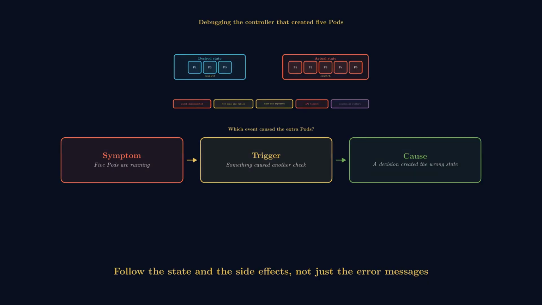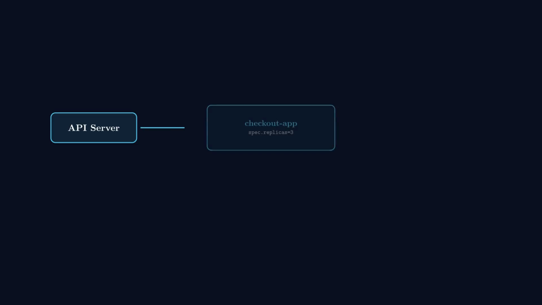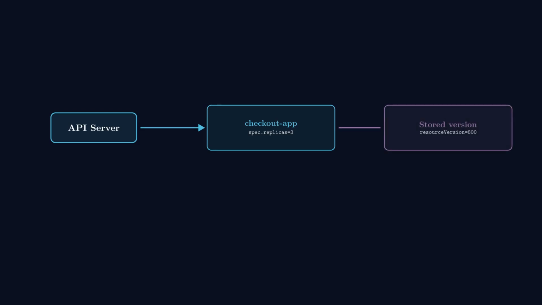We begin by checking what Kubernetes was actually asked to do. The API server still says that checkout app should run 3 pods. That value was stored, say, at resource version 800, and it never changed to 5. So nobody asked Kubernetes to run 5 pods. The extra pods must have been created somewhere later in the controller's processing.